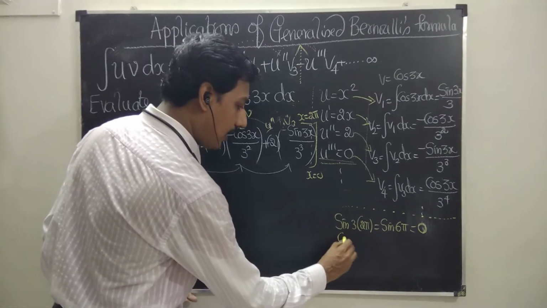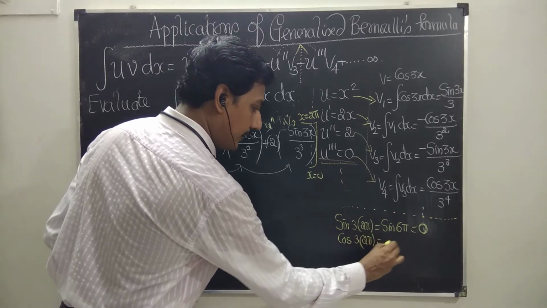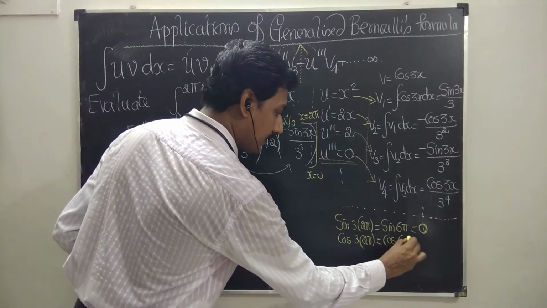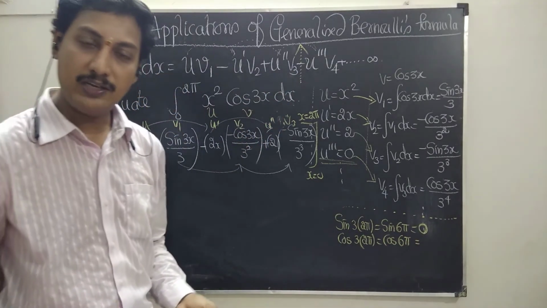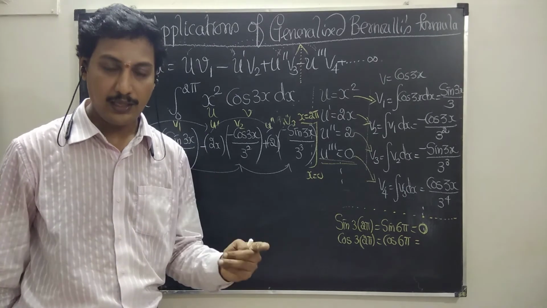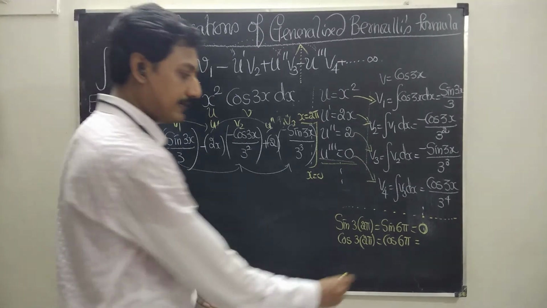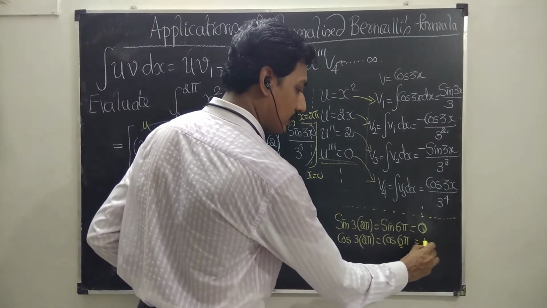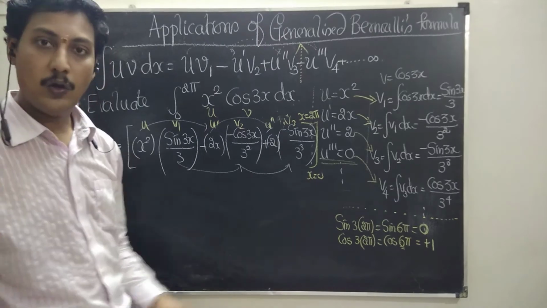What about cos 3x? At x equal to 2 pi, we get cos 6 pi. 6 is an even number. Multiples of pi under the cosine function give minus 1 to the power n. If n is even, plus 1. If n is odd, minus 1. Now in this case, n is equal to 6, even, so it is plus 1. Got it?